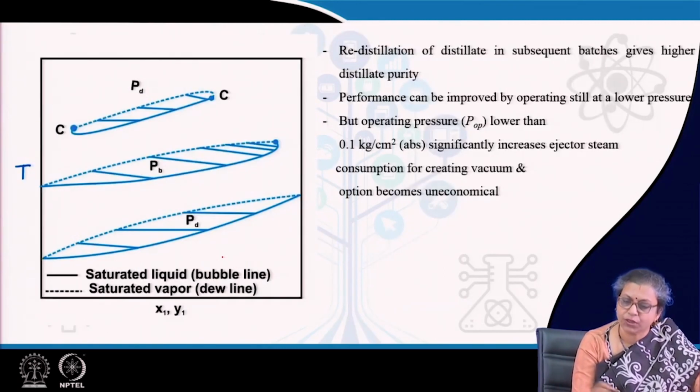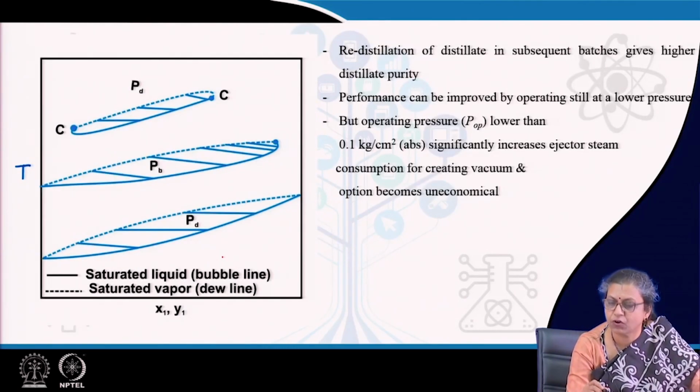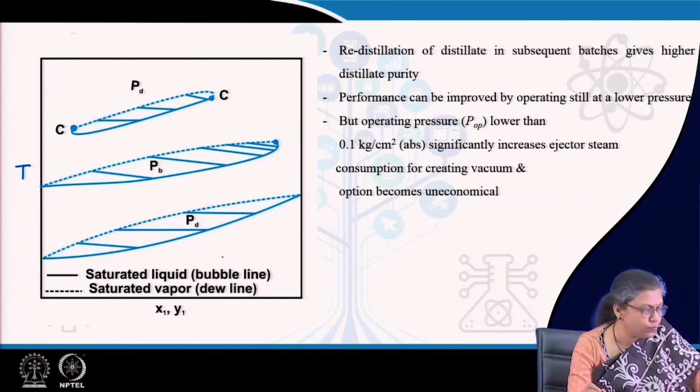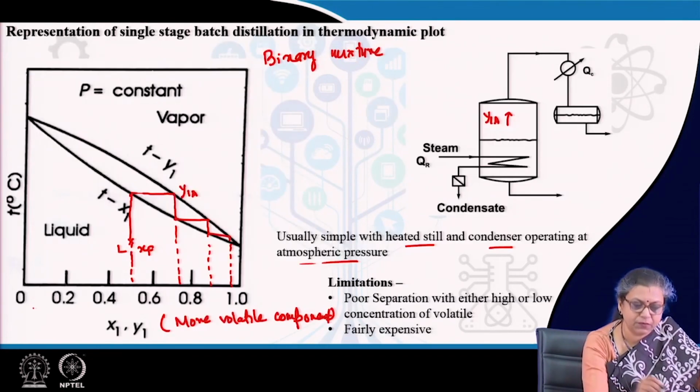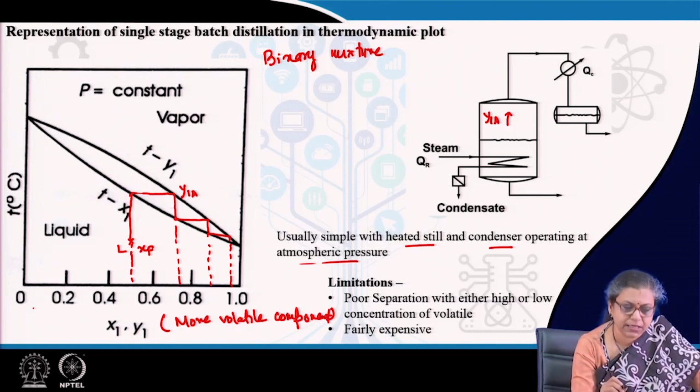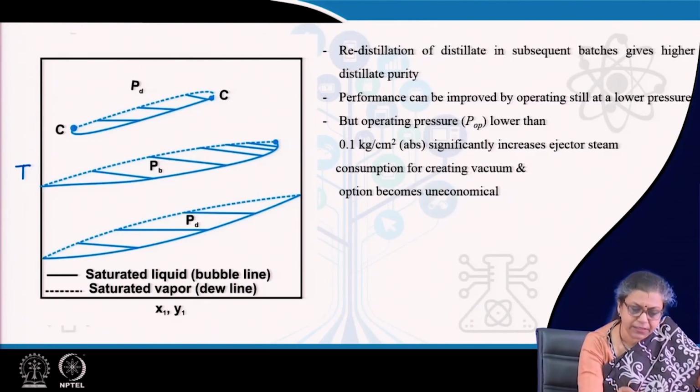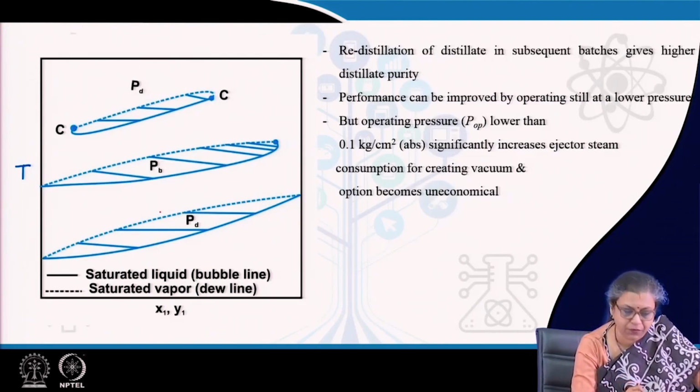Apart from that, what else can we do in order to improve the performance? It is quite evident that we could go for lower and lower pressure. This particular TXY diagram is constructed, say, at a pressure of 1 atmosphere or 1.5 atmospheres. Suppose we decrease the pressure, what do we find?